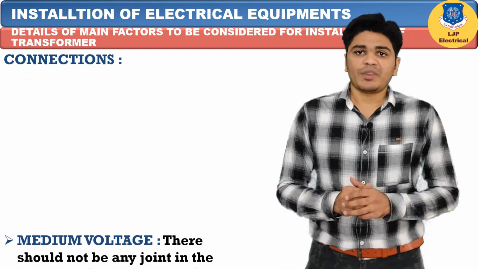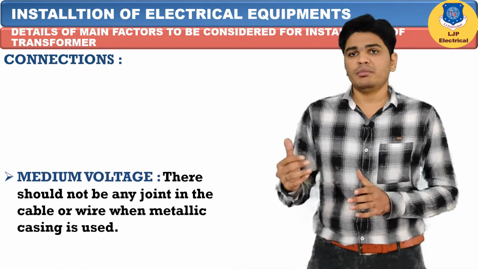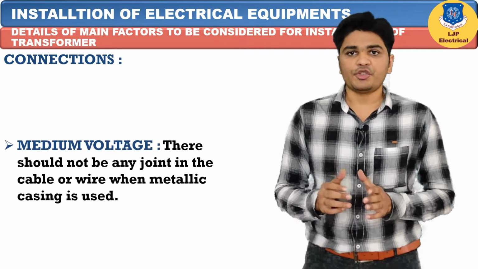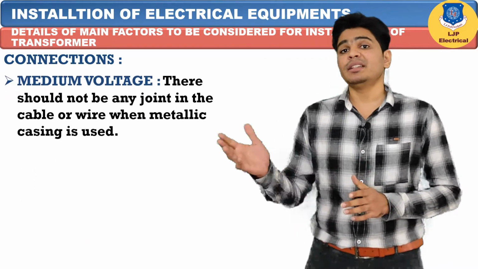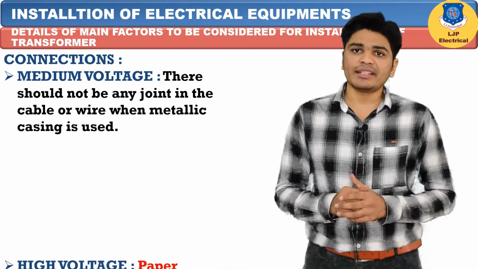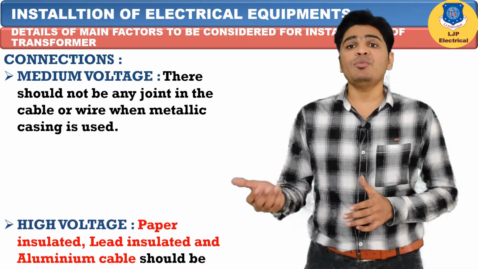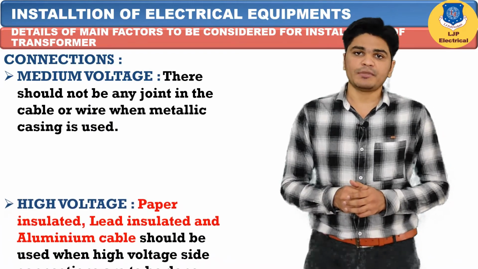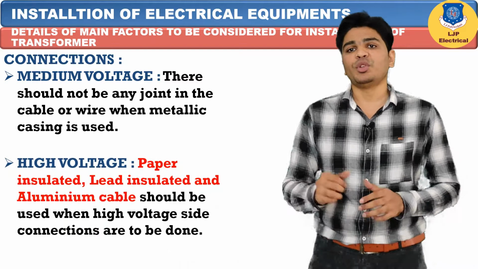For medium voltage, cable or open wire can be used. There should not be any joint in the cable or wire when metallic casing is used. In high voltage case, paper insulated, lead sheathed and aluminum cable should be used when high voltage side connections are to be done using insulated cable.